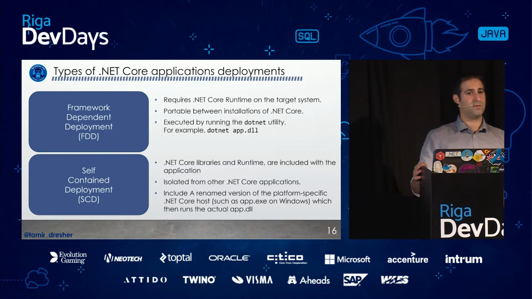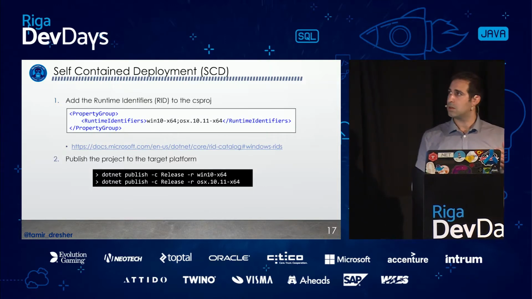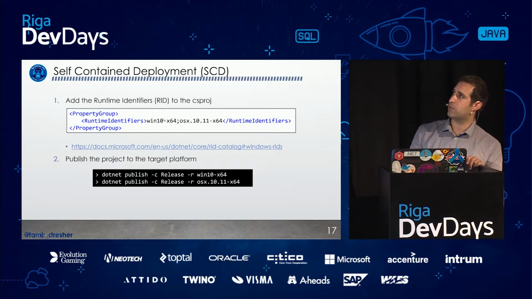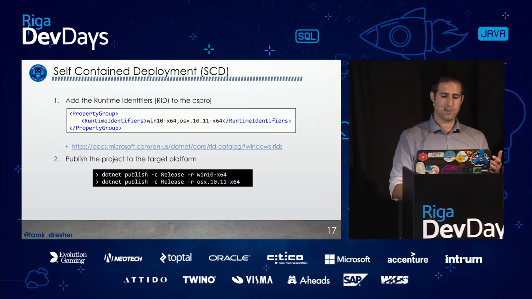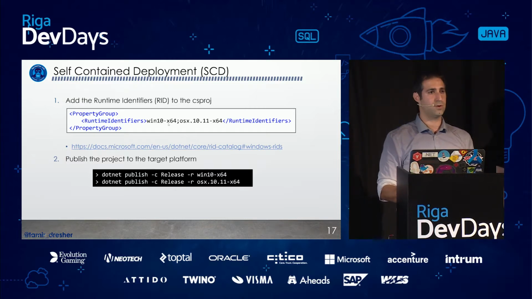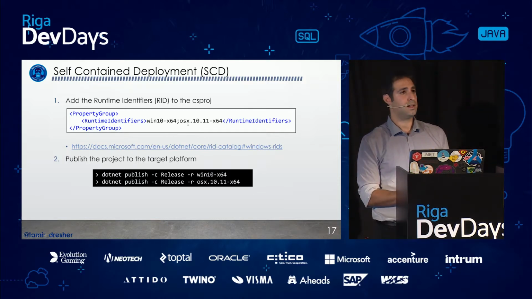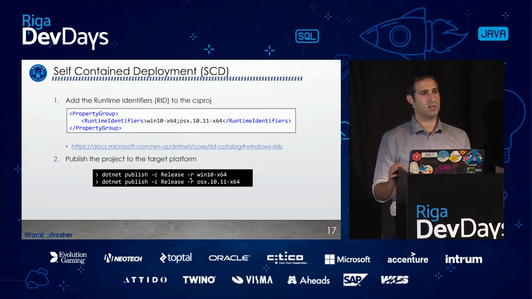But together with this file, I also get the platform-specific things. To do that, I can go into my csproj file and specify inside the runtime identifier to which platforms I want my application to be available. For example, in this case, I specified that I want it to be available for Windows 10, a 64-bit distribution, and OS X 10.11. Okay? Then I need to go and publish as we've seen before, but specify to which runtime I want to publish.